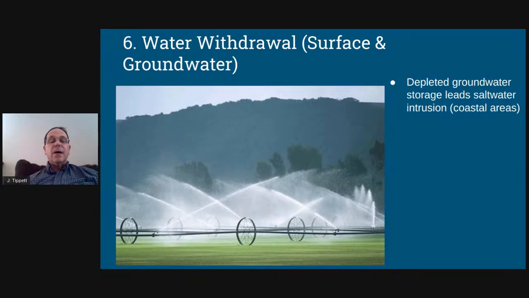We can pull groundwater out, and when we do that, if we're near the coast, near the ocean, well, by pulling water out from underneath you near the ocean can allow salt water from the ocean to come in and fill in where the fresh water was underneath. And that's called saltwater intrusion.